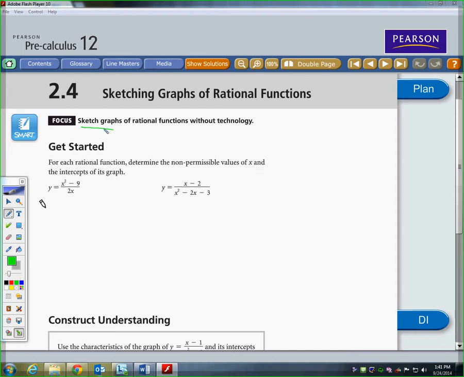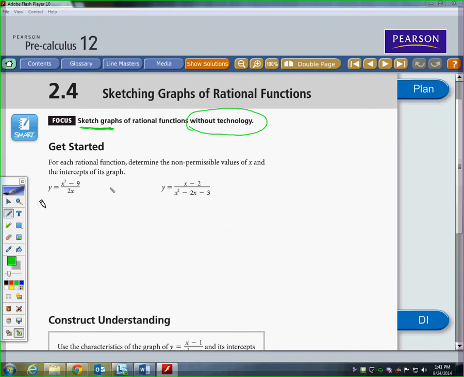The whole point of this lesson is sketching graphs of rational functions without technology. So once again, we will not be using a graphing calculator or the computer with graphing software during the quizzes or the tests, but you can use them during this lesson to check your work. If you have a TI-83, that's great. If not, you can go online and download an app for your phone, or you can use desmos.com or geogebra.org, and those are excellent online graphing calculators.